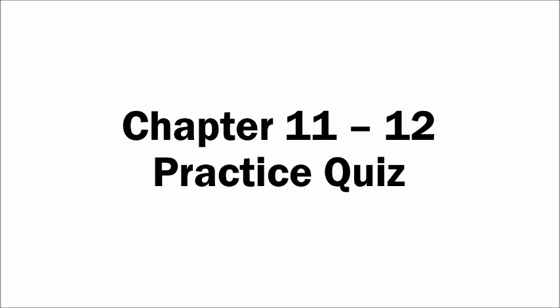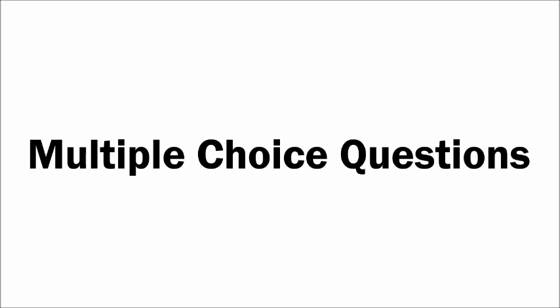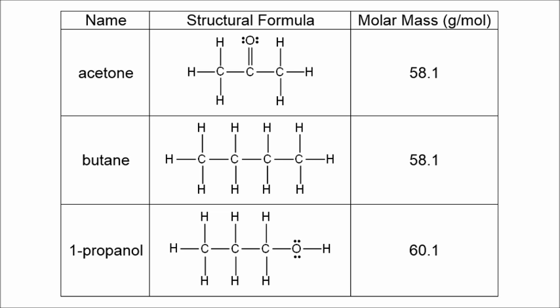These are the answers to the Chapter 11 and 12 practice quiz, starting with the multiple choice questions. Number 1, we have to rank these three substances in order of increasing boiling point. So let's take a look at each substance and decide if it is polar or not, and whether or not it has hydrogen bonding. So our first molecule is acetone.